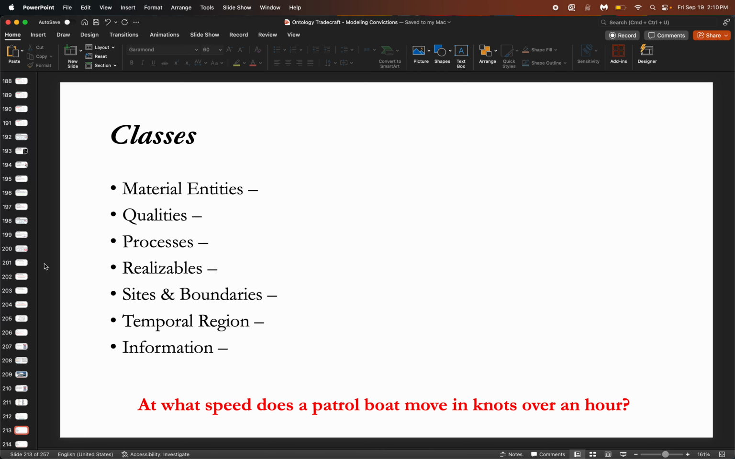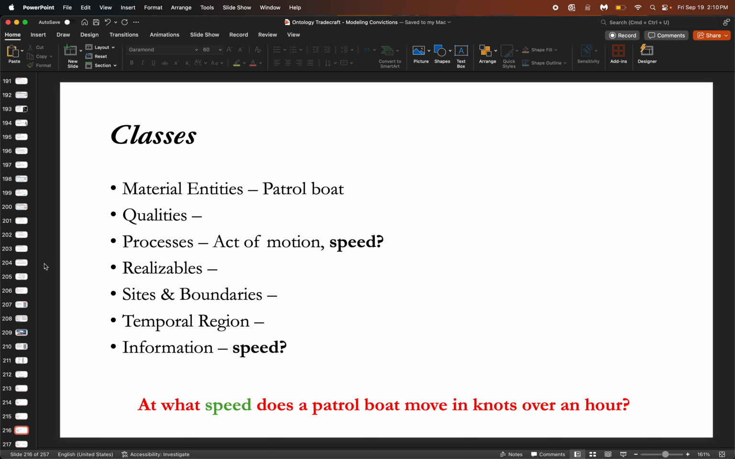So we're looking at our example: at what speed does a patrol boat move in knots over an hour? We start with the material entities, and here we go. Patrol boat, that's a thing that has material parts. Now processes next. Active motion seems to be involved, and you'll probably note that I didn't use quality. I skipped over qualities because I don't see any qualities really in the competency question. If I don't see it in the competency question being used to generate my modeling here, I'm just going to skip that for right now.